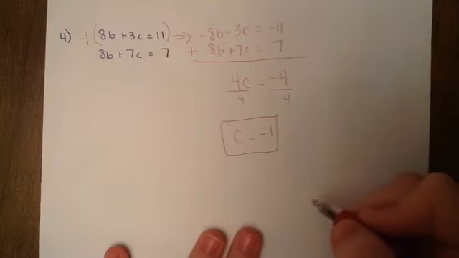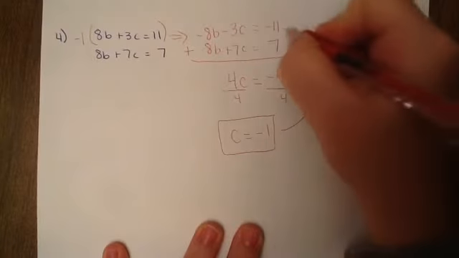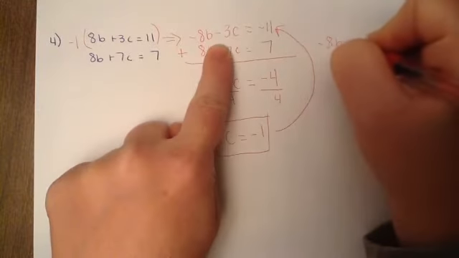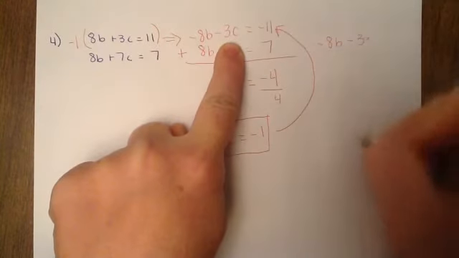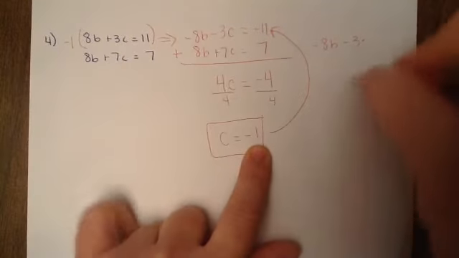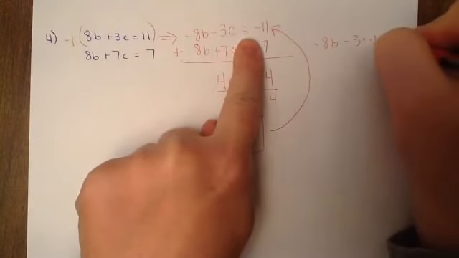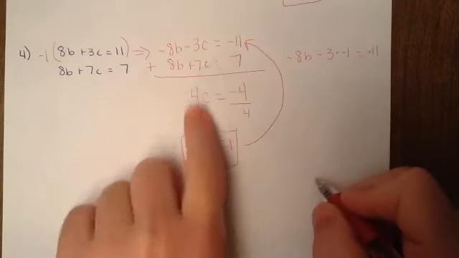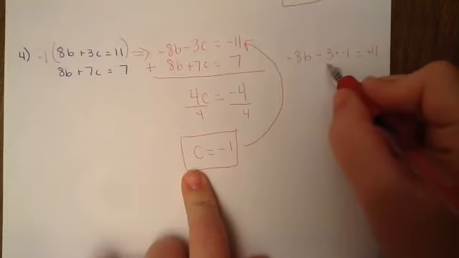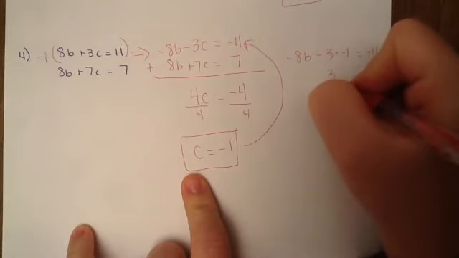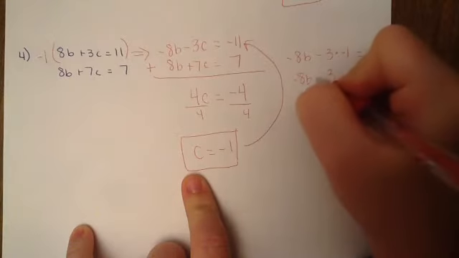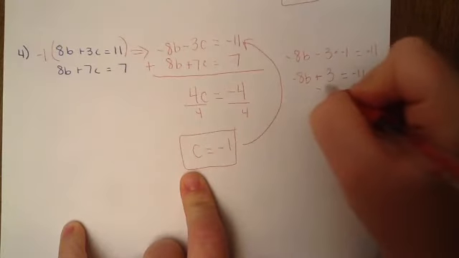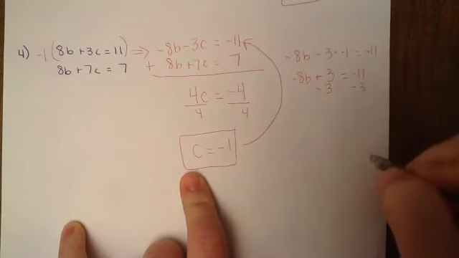Now that you know c, how do you find b? Plug it back into the top. -8b minus 3 times c. What do we plug in for c? -1 equals -11. Simplify this. -3 times -1, 3. +3. What did you do next? -3, -3.